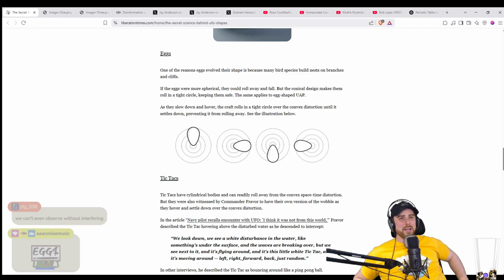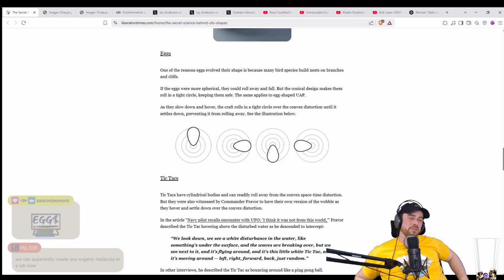I think about evolution sometimes. And when it comes to things like that, it's like, how did the bird develop an egg that didn't do that? Was it more that through natural selection, maybe the birds that had eggs shaped like that survived and the ones that didn't? That's probably the explanation. Right? Through trial and error. Interesting though. Yeah. As they slow down and hover, the craft rolls in a tight circle over the convex distortion until it settles down, preventing it from rolling away.